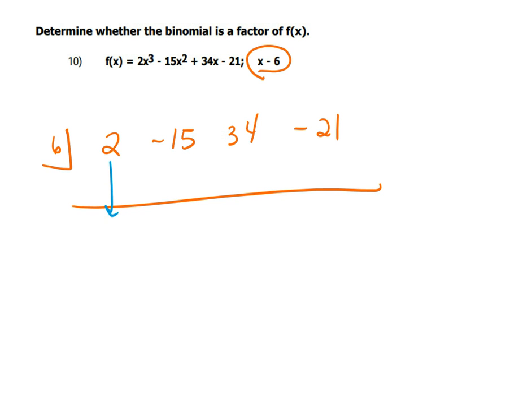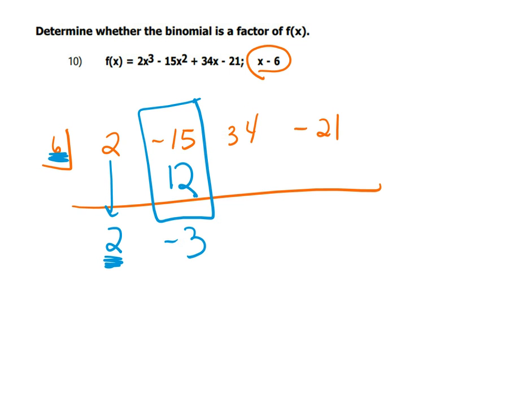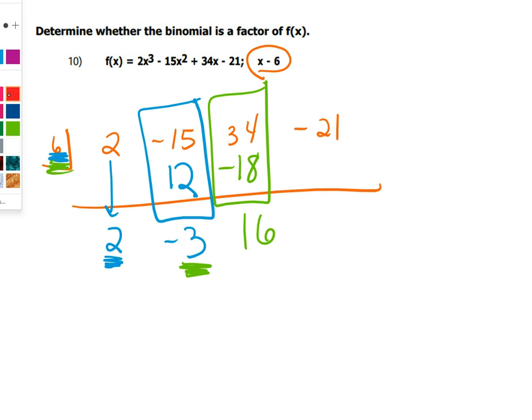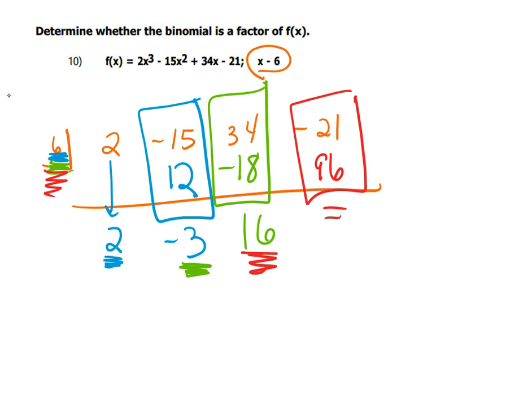And then you bring down the 2 and then you multiply. The 2 times the 6 is 12. And then you add this. -15 and 12 is -3. And then we multiply again. We take the -3 times the 6. That's -18. And then you add these 2 numbers. That's going to be a positive 16. And once again, we're going to take the 16 times the 6. 16 times 6 is a really big number. That's 96. And then when you add these 2, this does not equal 0. So the answer is no.